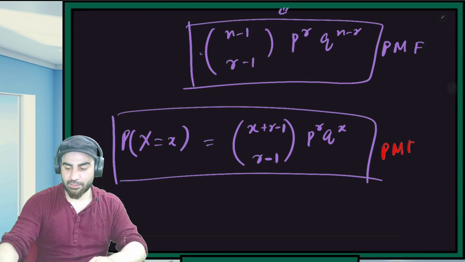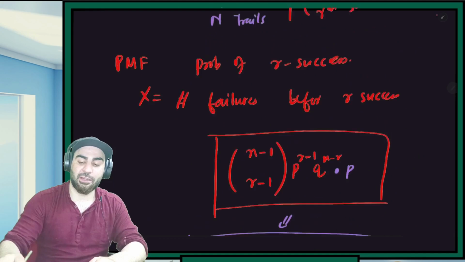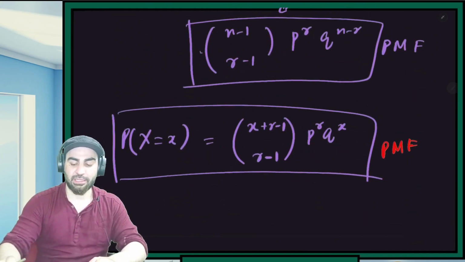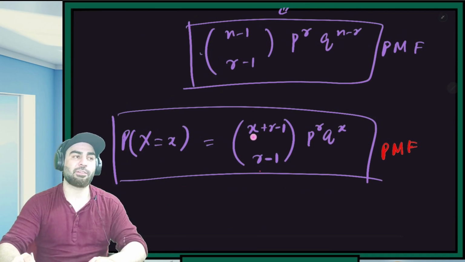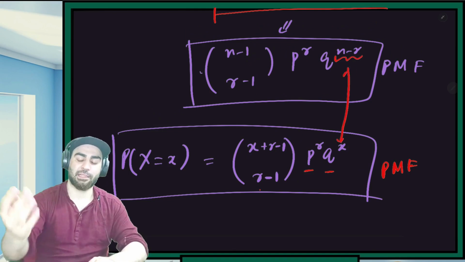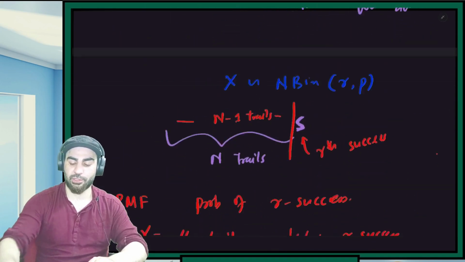I want x failures, so I got x failures. Okay, so think again in these terms: the rth was my success, so before that I had n minus 1 trials. In those you have to get r minus 1 successes, and the failures are x. Whatever is left is x, so you add this to r minus 1 and choose r minus 1 from there. So you get p to the r and q to the x. If you have to compute this, you just see n minus r equals x. Just put the value in and you will get it like this. This is called the PMF of the negative binomial distribution.